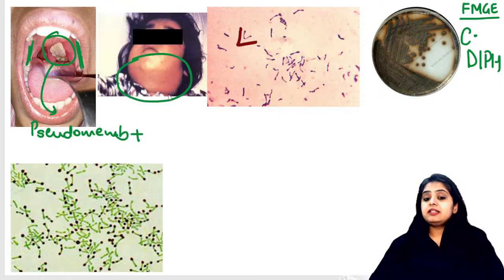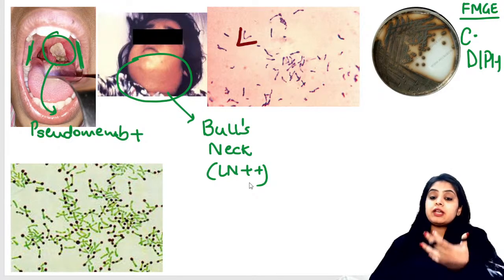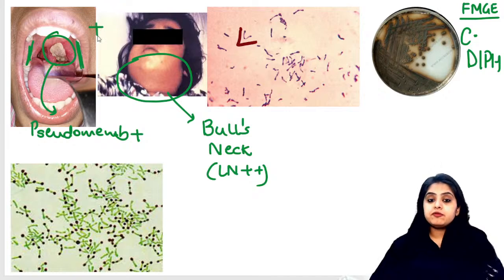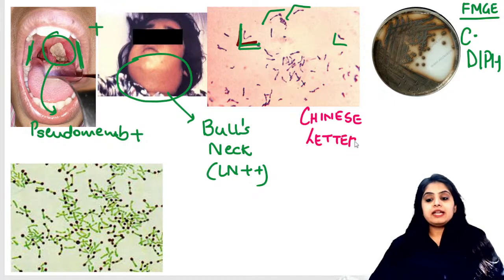Second, I can see something very famous called bull's neck. Why bull's neck? Because there is lymphadenopathy. These patients have very big lymph nodes, so they have a bull's neck, and these two are the same photos, no change, the same picture comes. That is how you describe diphtheria. You look at it under the microscope. Some of them look like V, some like L shape, different shapes. That is known as the Chinese letter appearance. Very good. All of you are right again.